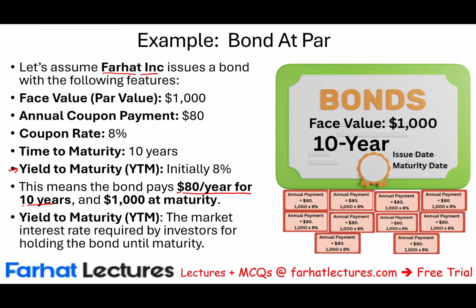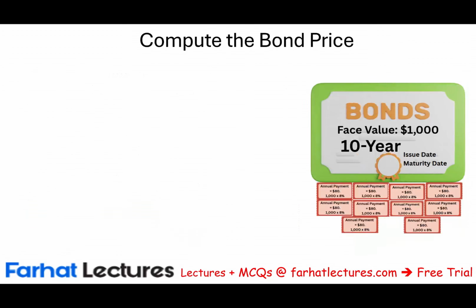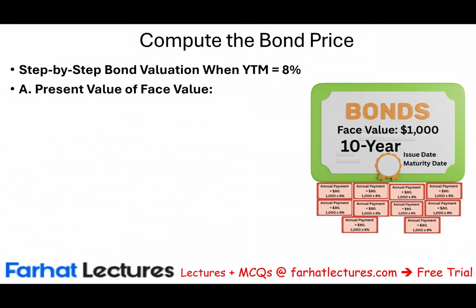The yield to maturity is the market interest rate required by the investors. Now we're going to assume that the investor also wants to earn 8%. So notice here, the market rate is 8%, which is the same thing as the yield to maturity. Another word for market rate is yield to maturity. You're paying 8%, and the market wants 8%. The market means the investors want 8%. Let's find the price of the bond. So step one is to discount based on 8%.